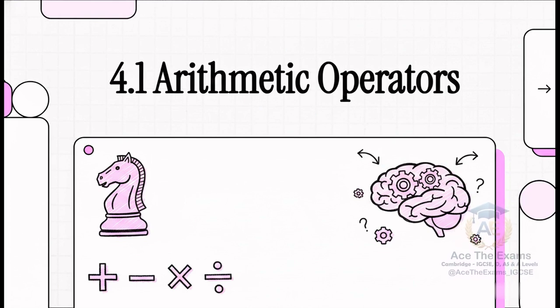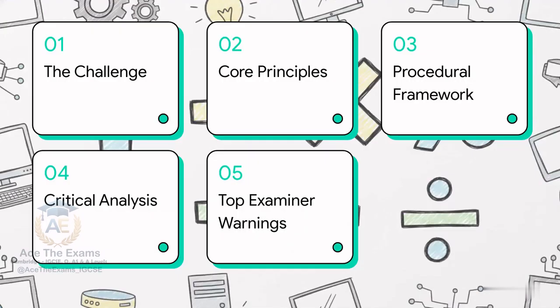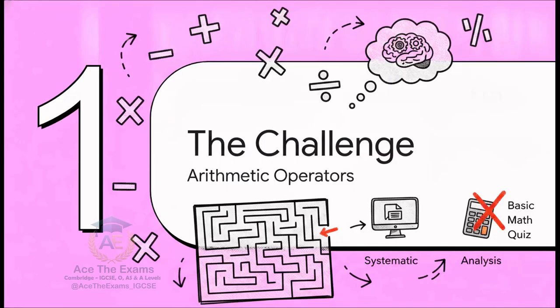So we are going to learn exactly how to anticipate what the examiner is looking for when it comes to arithmetic operators. So here's our roadmap for today. We'll be hitting the challenge of this section, the core principles of the theory, a tactical procedural framework, critical analysis techniques, and finally, those top examiner warnings. Let's get to it. Section 1.